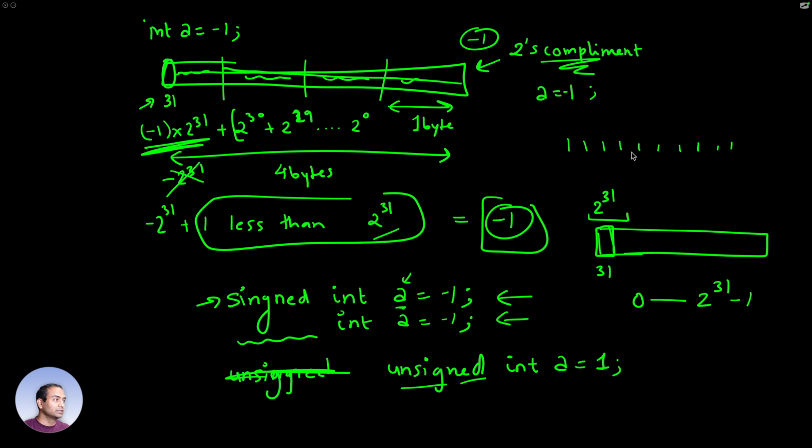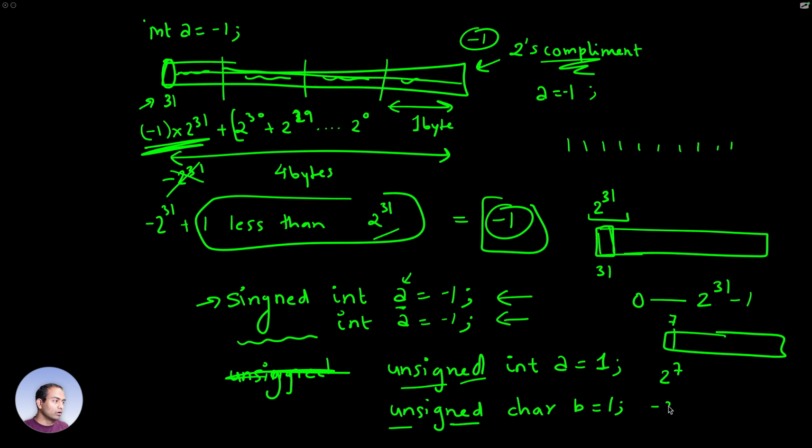Right? And similarly, in case we mention unsigned char, let's say b equals 1. This is not necessary, let me get rid of that. Because of this keyword, the 7th bit in the case of a character is treated as 2 to the power 7 and not -2 to the power 7. Now an unsigned character can go from 0 to 255, which is 0 to 2 to the 7 minus 1.